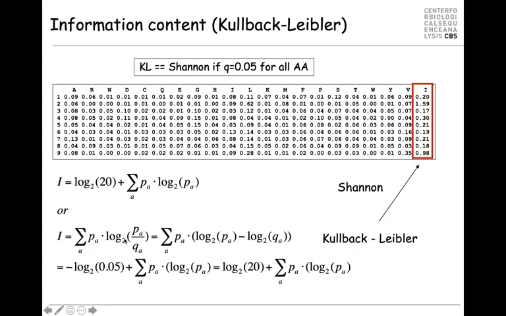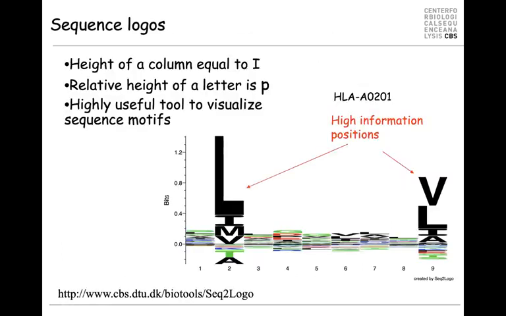So the Kullback-Leibler reduces to Shannon if all these Qs have the same value for all amino acids, a value of 0.05, right? It's nice to know that Shannon is a special case of Kullback-Leibler where all the amino acid background frequencies are the same.